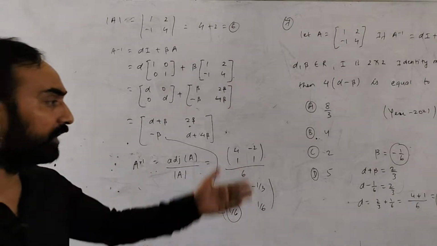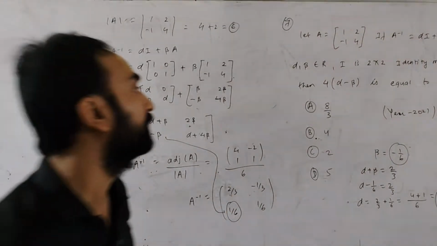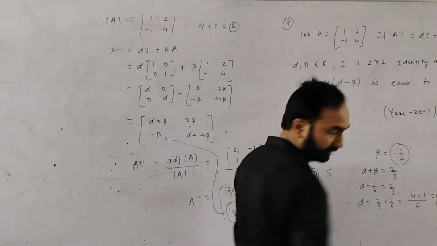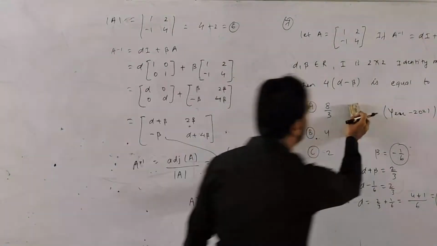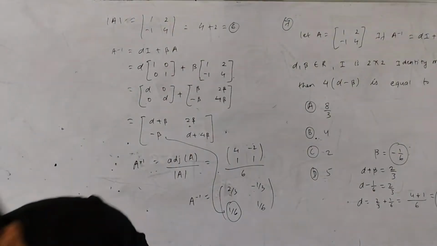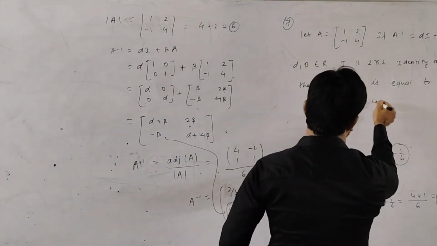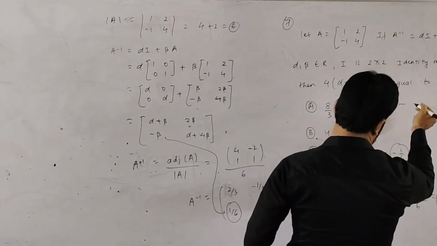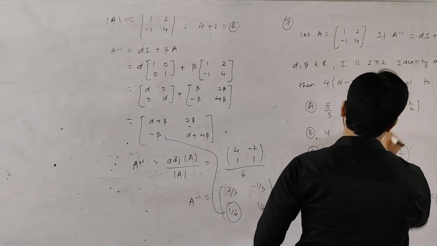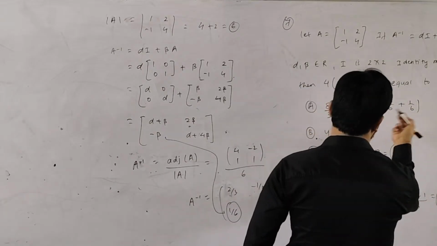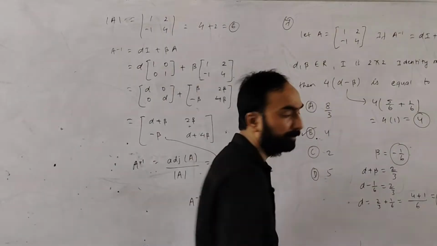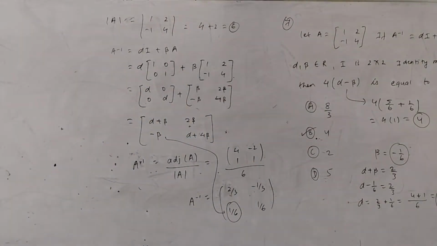Correct? Once we got the alpha and the beta value, the only task is to find 4 times of alpha minus beta. Obviously it will come something here. I am doing it here. 4 times of alpha minus beta, and just see which option is coming. That is 5 by 6 minus of minus 1 by 6, so 5 by 6 plus 1 by 6, that is basically 1, no? So 4 times 1 is 4, right? Any option is 4, correct. Option B is the right answer.